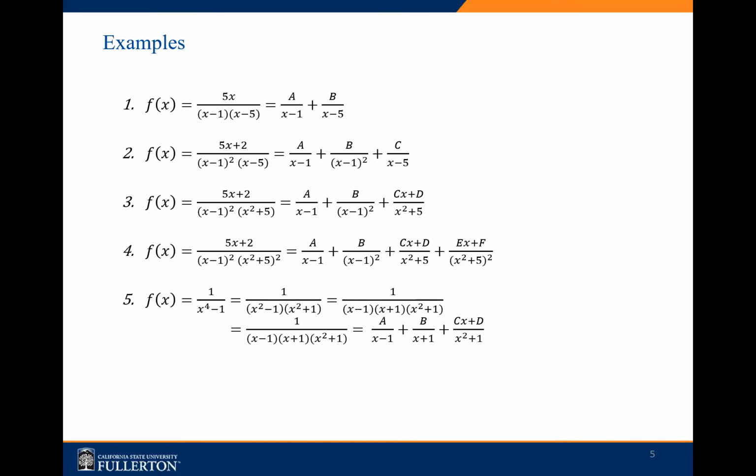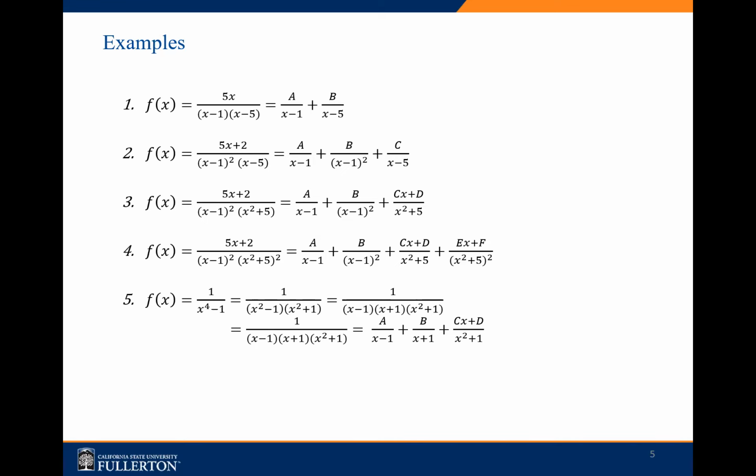In 3, we have the same expression as 2, but instead of x minus 5, we have x squared plus 5, which is an irreducible quadratic. So this can be rewritten as A over (x minus 1) plus B over (x minus 1) whole squared as before, plus (Cx plus D) over (x squared plus 5). Note the difference between (Cx plus D) over (x squared plus 5) and C over (x minus 5). We do introduce Cx plus D because x squared plus 5 in itself is irreducible.